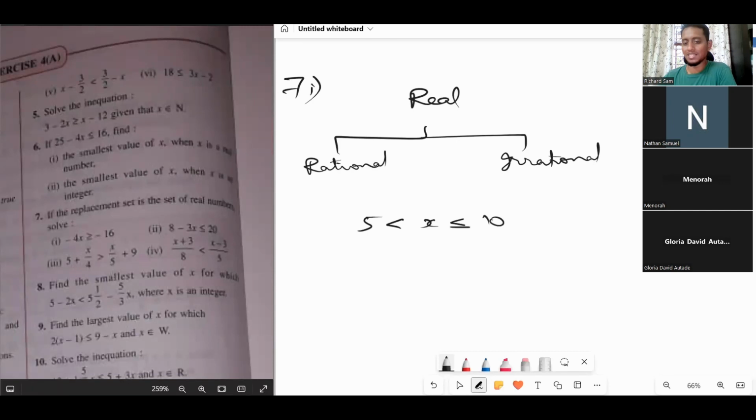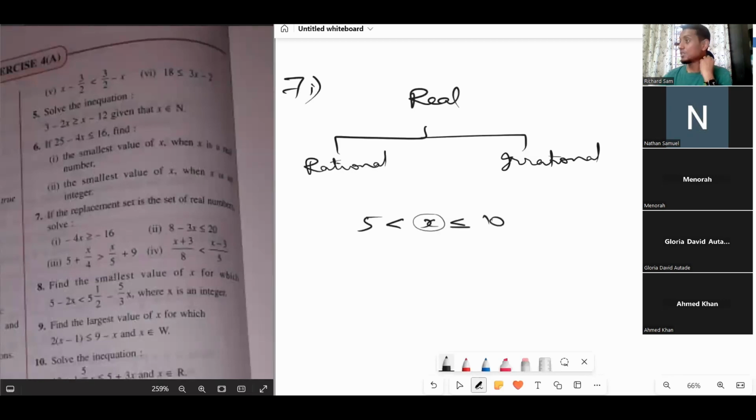5 less than x less than or equal to 10 means this x is in between what? Between 5 and 10. Where 5 is included or not included? Less than sign means, are you including 5? No, you're not including 5. Less than or equal to 10 means you're including 10.